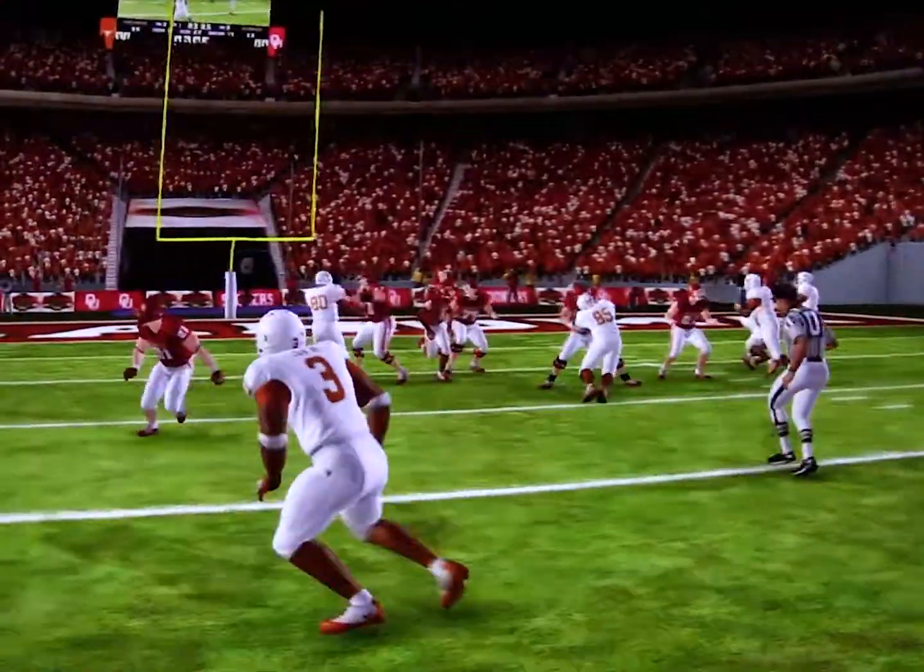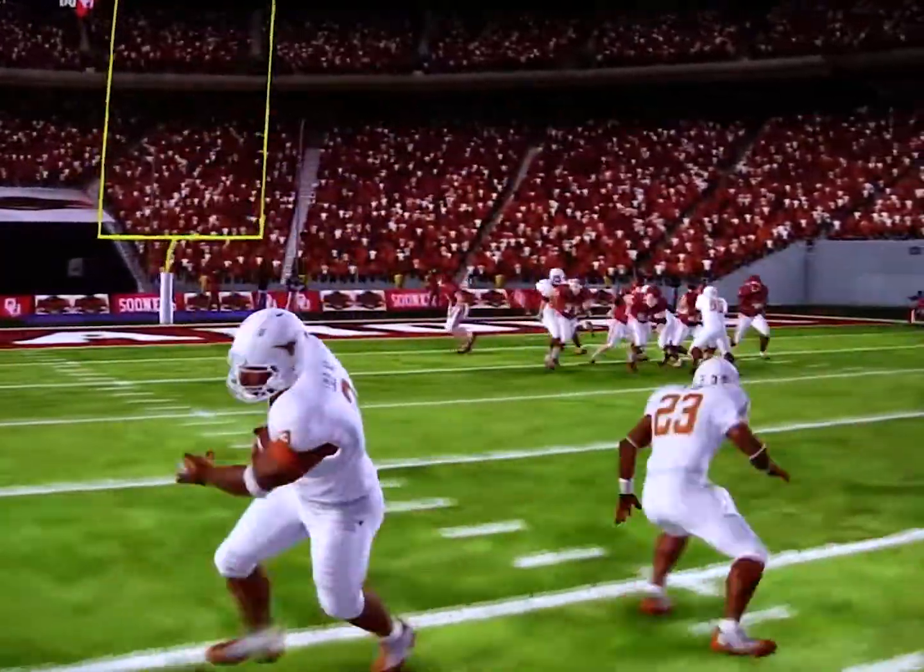So a great play by the defender to give his team 6 points. That was a very good play, and that will certainly help build his team's momentum.